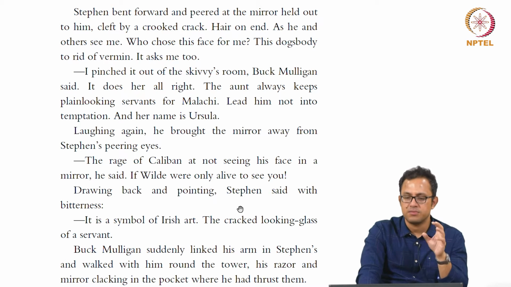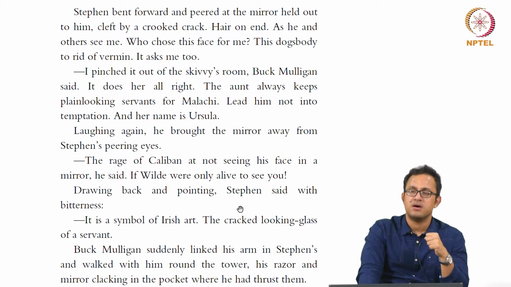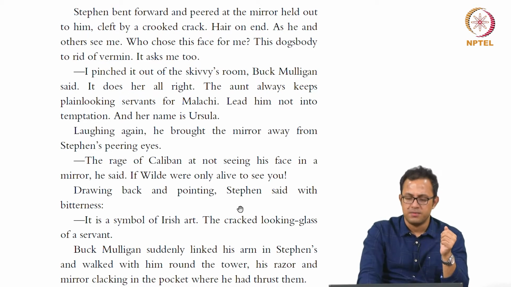A broken mirror. There's a crack in the mirror. The rage of Caliban at not seeing his face in the mirror, he said, if Wilde were only alive to see you. So the reference to Wilde becomes interesting, because Wilde obviously is a metaphor, an archetype to a certain extent of the Irish artist, the Irish wordsmith, or the Irish craftsman in literature. So that is a figure that Stephen obviously aspires to reach, aspires to appropriate.